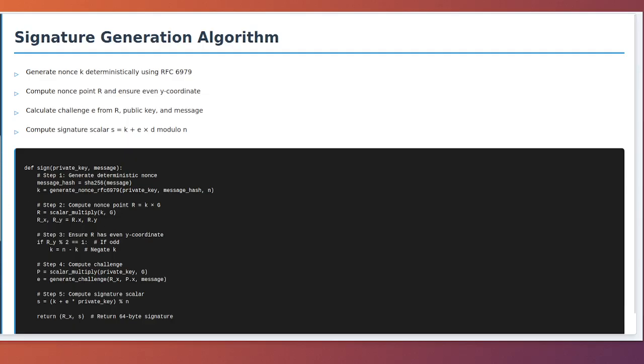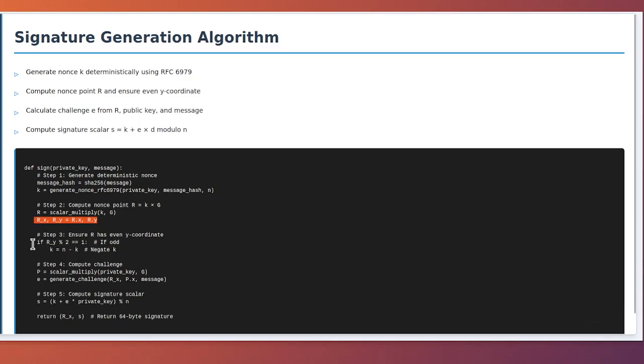Step 1 is to generate or derive the nonce K. Using RFC 6979 deterministic generation, we compute K as HMAC-DRBG with key equal to the private key D and input equal to the message hash. We must ensure that K is in the range 1 to n-1. If K equals 0 or is greater than or equal to n, we must reject it and generate a new candidate, though this should happen with negligible probability. Step 2 is to compute the nonce point R equal to K times G, where G is the curve generator. This point multiplication is typically the most computationally expensive operation in the signing process.